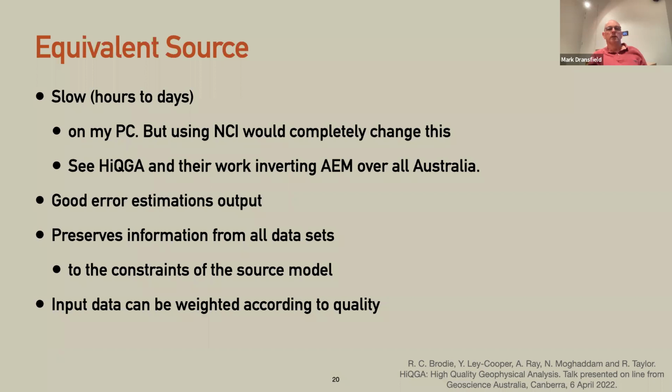Equivalent source has got some limitations. The first one is that it's slow. If I run that Mount ASEG example on my PC, I'm probably looking at a day's work, roughly, for the computer. Obviously, I'm pretty relaxed during that time. And if you talked about doing large surveys, a very, very long time. But if you've got access to massive parallel computers like the NCI, that would completely change this.